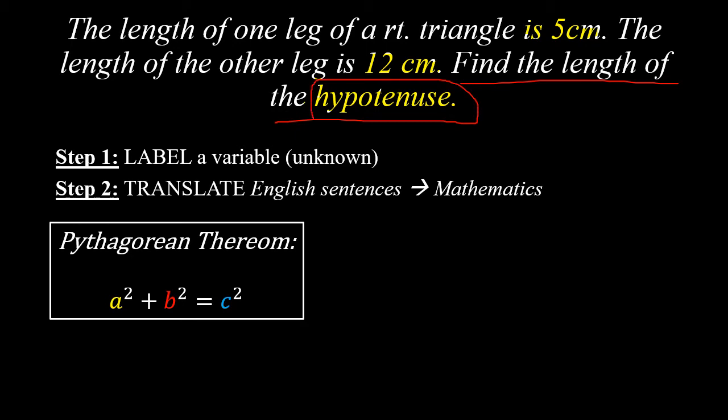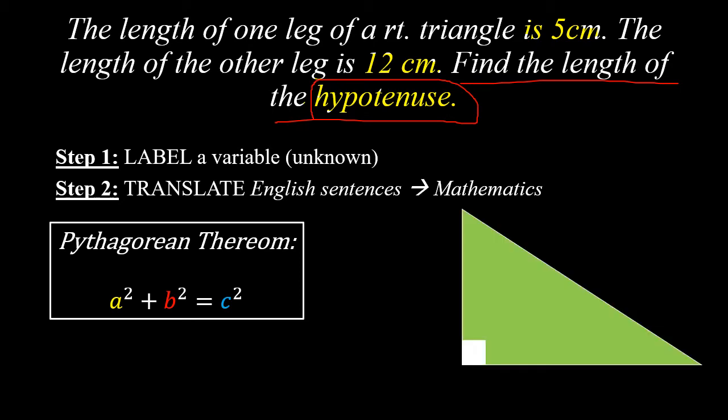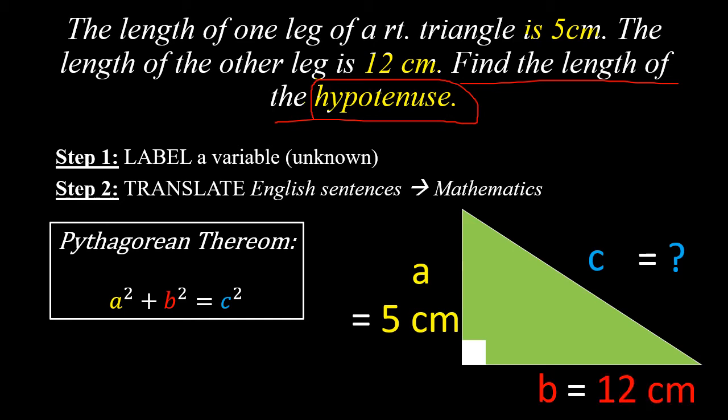All right, so step 1, we need to label our variable, our unknown. And like I said in our first video, it's really helpful with these problems to draw a picture. So let's do that. Here's my right triangle. And when you're trying to figure out what you don't know, it's really helpful to label what you do know. So I have my sides A, B, and C of my right triangle. We know we're going to use the Pythagorean theorem, so let's just paint a picture of what that looks like. We know that we don't know side C, but we do know that side A is 5 centimeters and that side B is 12 centimeters.